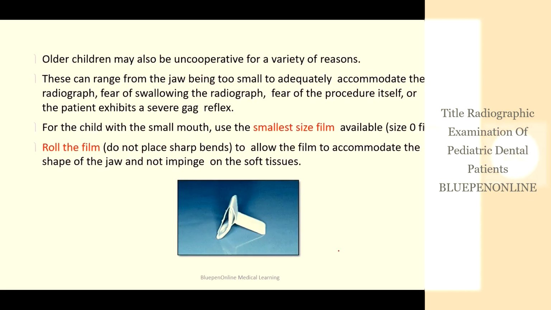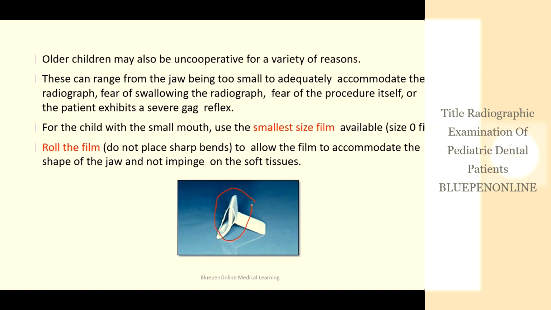Older children may also be uncooperative for a variety of reasons. These can range from the jaw being too small to adequately accommodate the radiograph, or fear of swallowing the radiograph, or fear of the procedure itself, or the patient exhibits a severe gag reflex. For the child with a small mouth, use the smallest size film available, that is size 0, and roll the film. Do not place sharp ends, to allow the film to accommodate the shape of the jaw and not impinge on the soft tissues.